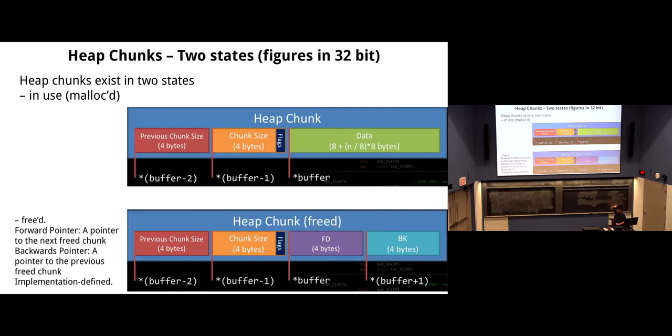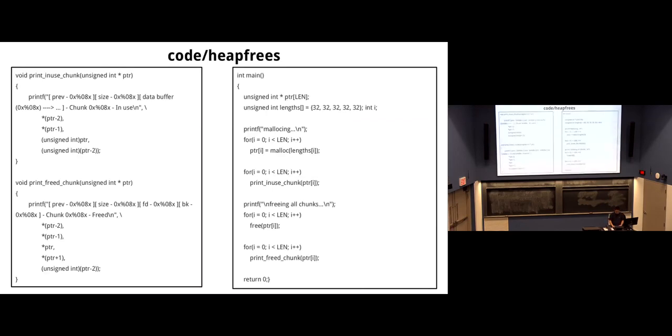So, two states of a chunk: if it is in use or if it is freed. When it is in use, it has this format: 8 bytes in the 32-bit version of meta information, then the data. If it's not in use, if we free it, then the data doesn't matter anymore. So the first 8 bytes there, we will use to create the forward link and backward link pointers.